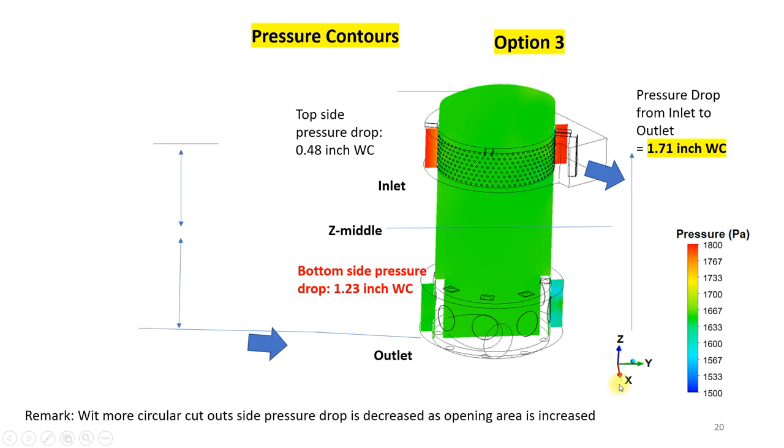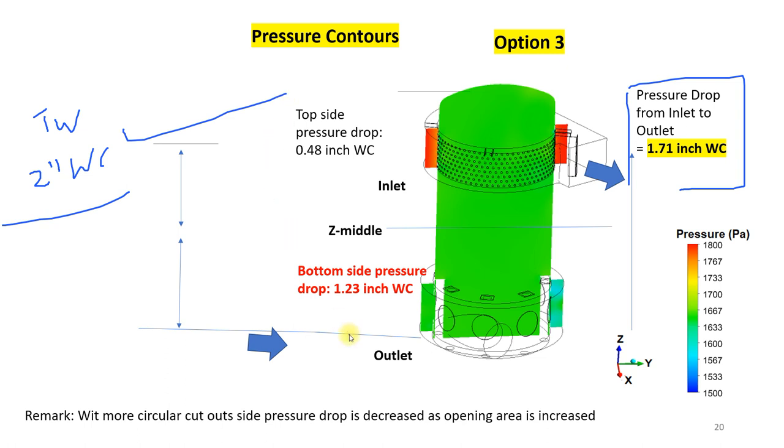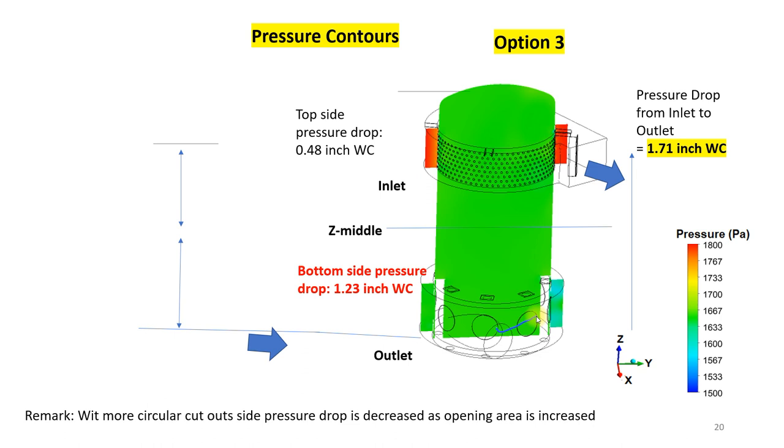The contour of pressure variation across the air preheater has been presented for option 3. The overall pressure drop from inlet to outlet is 1.7 inch water column. The major reason for the drop in pressure drop is the larger circular hole at the bottom portion. Here the overall pressure drop is 1.7 inch, which is definitely lower than option 1. In option 1, the pressure drop is 2 inch water column. Compared to option 1, option 3 is definitely better. Hence, we can use it for further simulation.